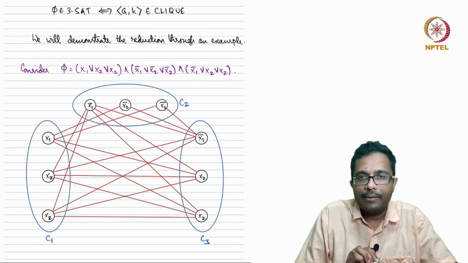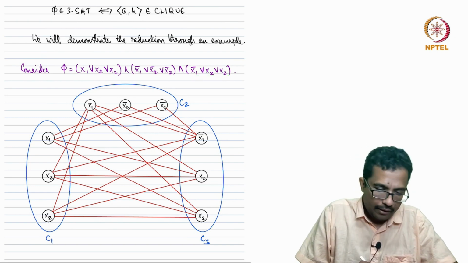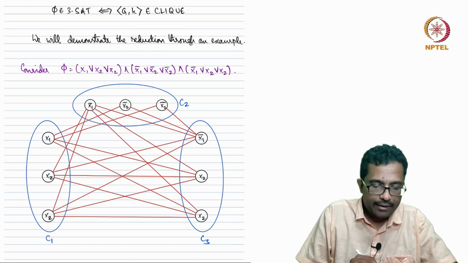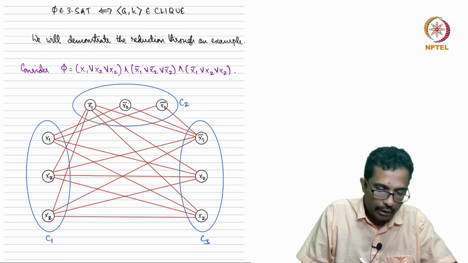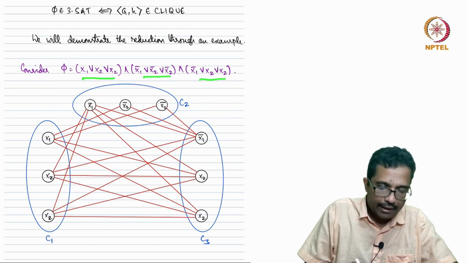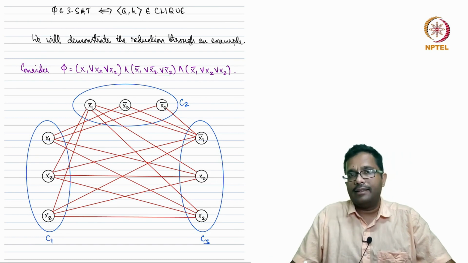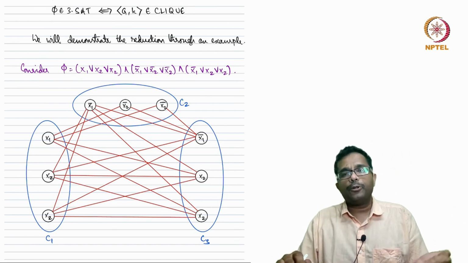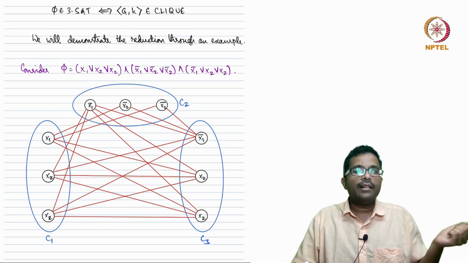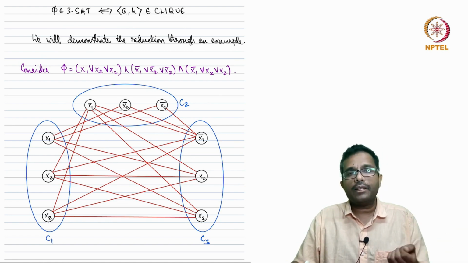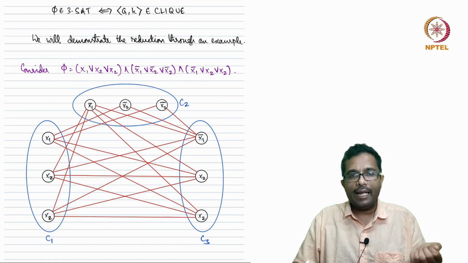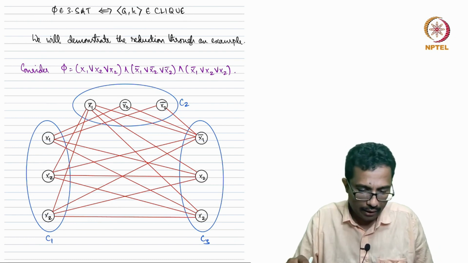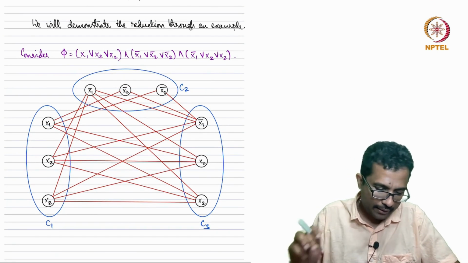So we have only two variables, x1 and x2, and we have only three clauses. So n is 2, m is 3. And this is a property of 3-SAT: every clause has 3 literals, right? Given this, our goal is to produce G and M such that this is satisfiable if and only if G has an M-clique, right?